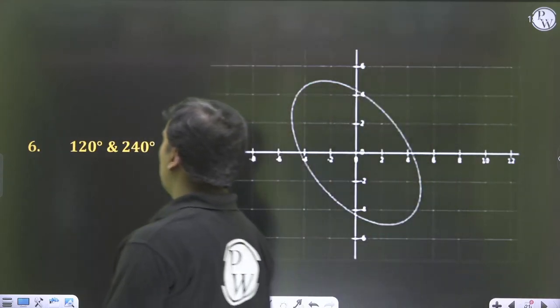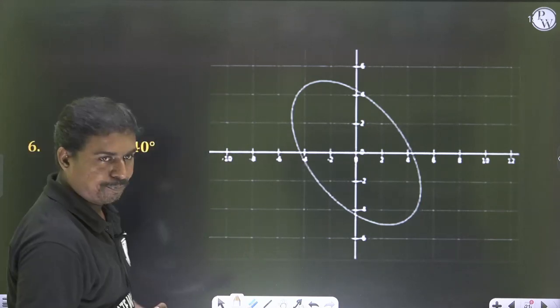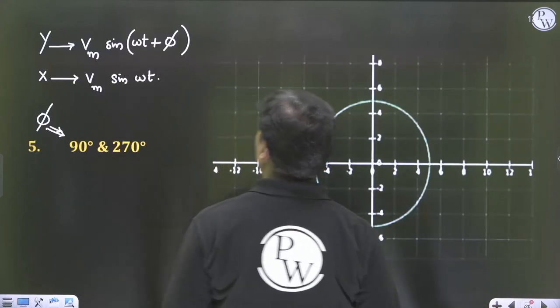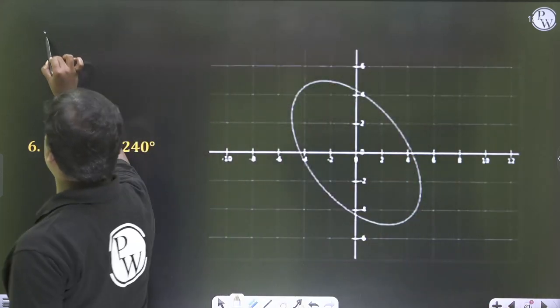From 120 to 240, again greater than 90, once it is crossed, we are going to get the pattern for 120 degrees. So y is equal to Vm sin omega t.